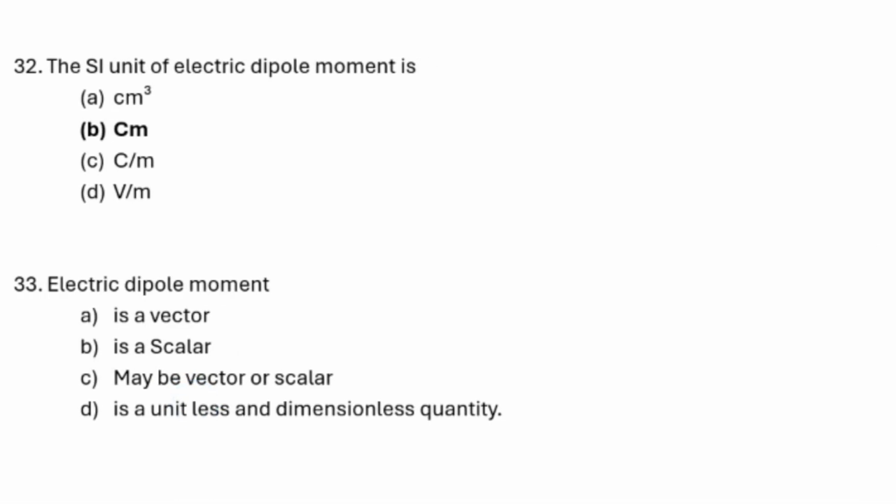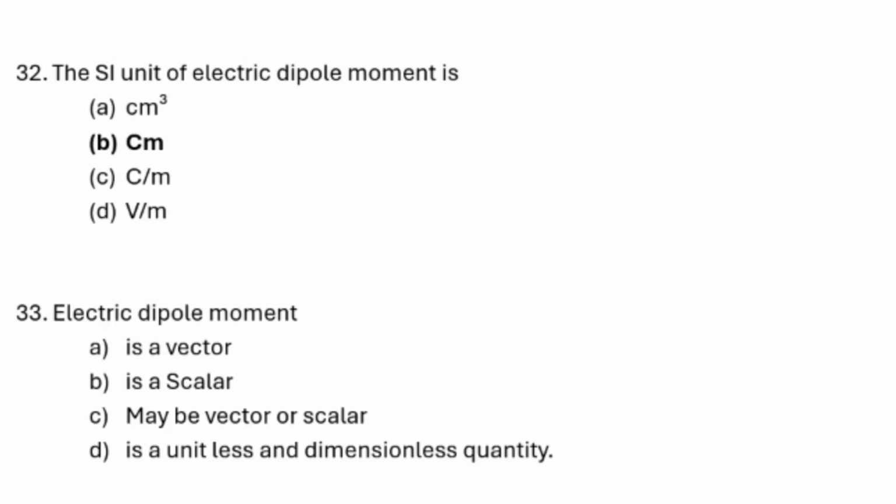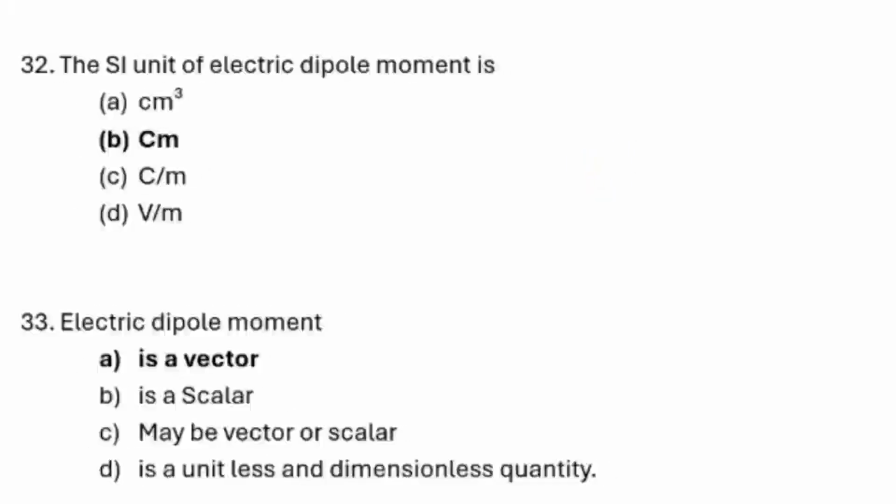Question number 33. Electric dipole moment. Option A, is a vector, option B, is a scalar, option C, may be vector or scalar, option D, is a unitless and dimensionless quantity. Here the correct answer is option A, is a vector.